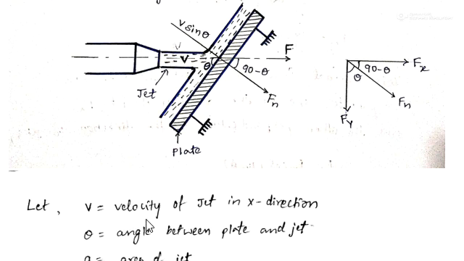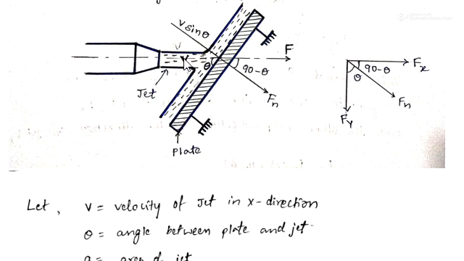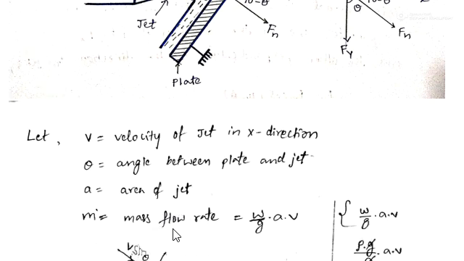And let us take V as the velocity of the jet in x direction. Theta is the angle between the plate and the jet direction. A is the area of the jet and m dot is the mass flow rate of the jet. So this can be written as w by g into A into V, where small w is the specific weight of the fluid, g is the acceleration due to gravity, and we have seen A and V, area and velocity. So let us see how we can write m dot, that is mass flow rate of the jet, as w by g A V.